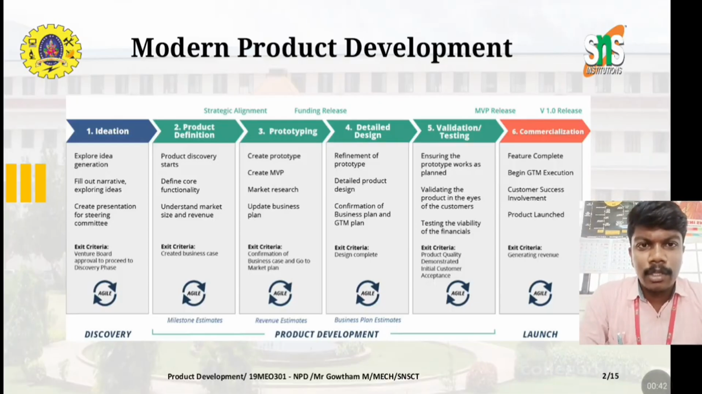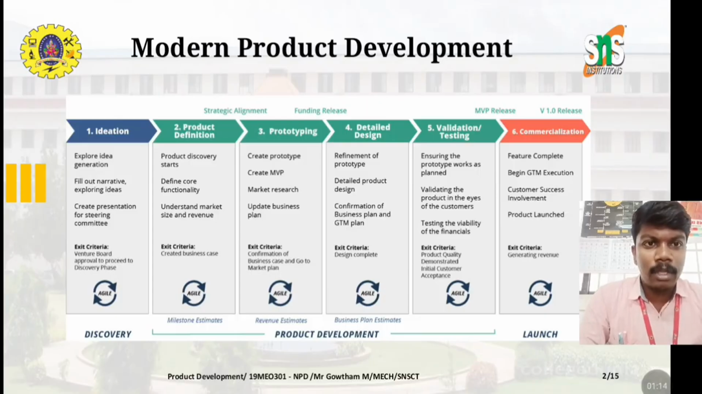So here is ideation, which is nothing but exploring idea generation, then followed by the filled out narrative and exploring ideas, then creative presentation for the steering committee. Second one is the product definition. We should define the product or problem statement, etc. First, the product discovery starts, define core functionality, and understand the market size and revenue.